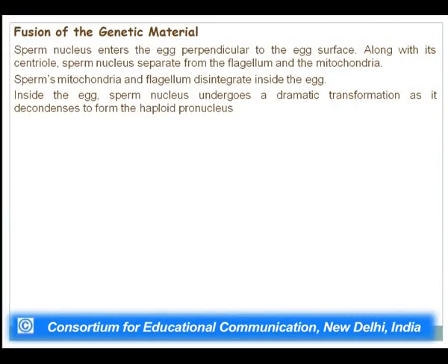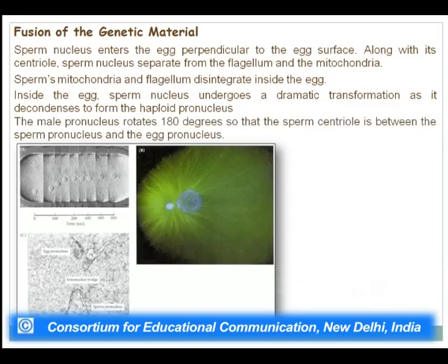Inside the egg, the sperm nucleus undergoes a dramatic transformation as it decondenses to form the haploid pronucleus. The male pronucleus rotates 180 degrees so that the sperm centriole is between the sperm pronucleus and the egg pronucleus. So, we call this a pronucleus. We have just seen the sperm pronucleus is different from the sperm nucleus because this is more vesiculated. The chromatin has now condensed. It is a little larger in size, and as soon as it separates out, it rotates 180 degrees.